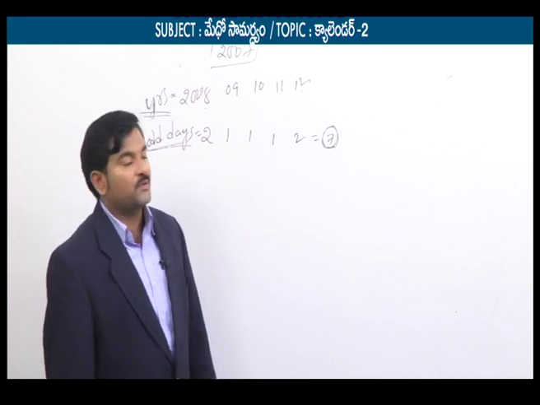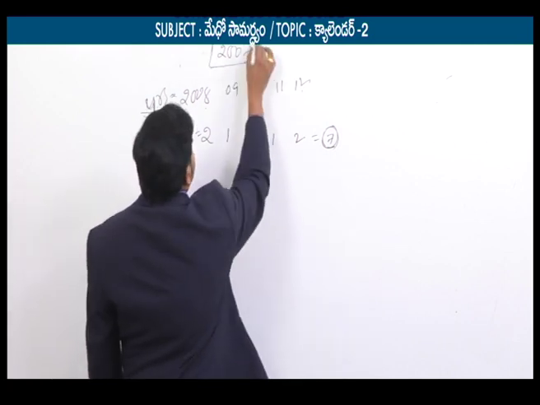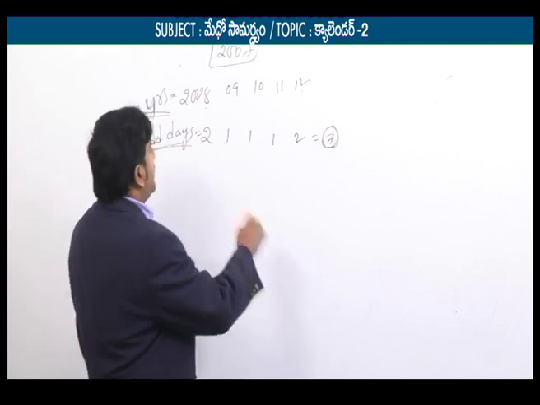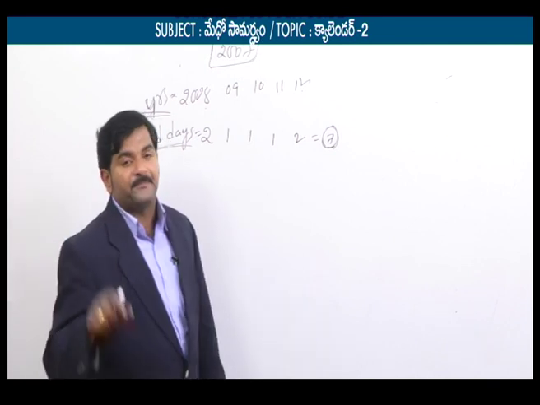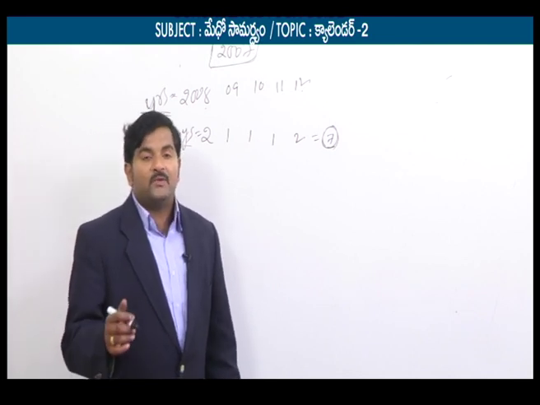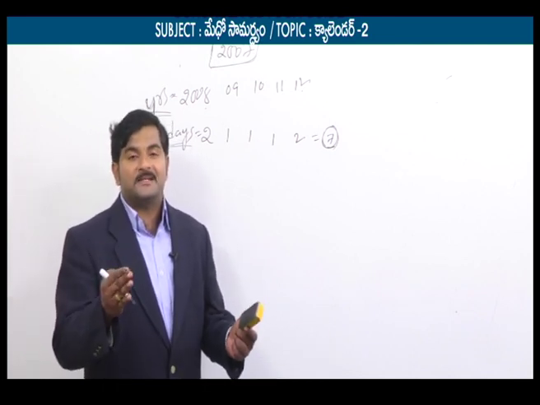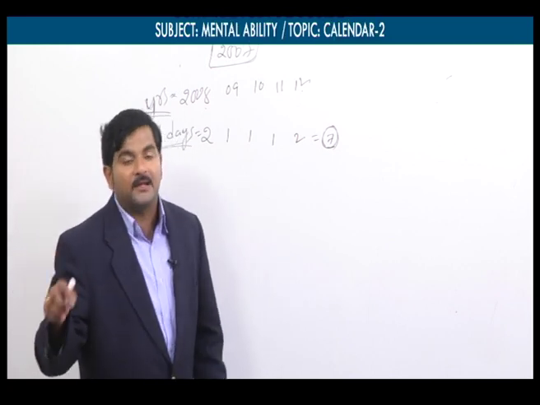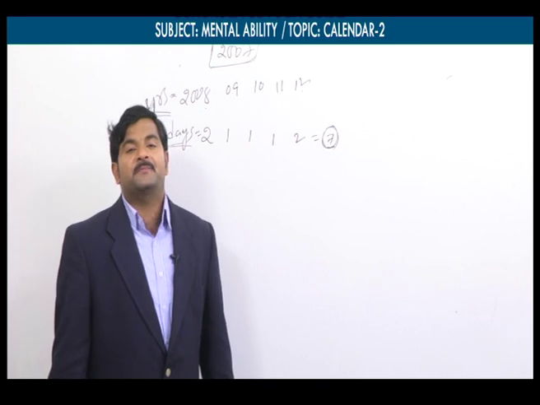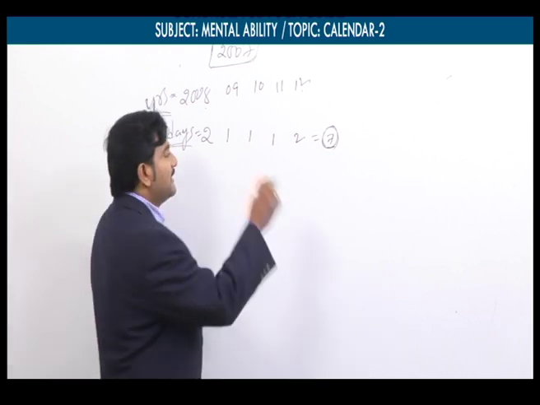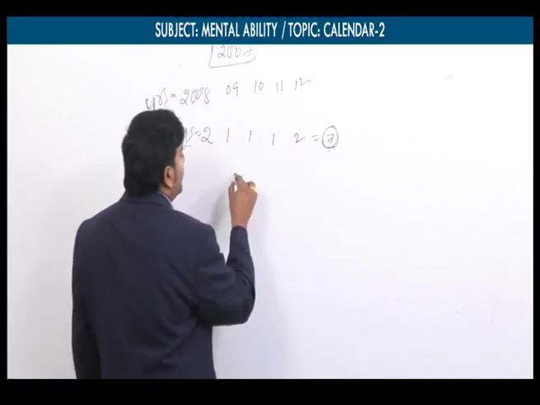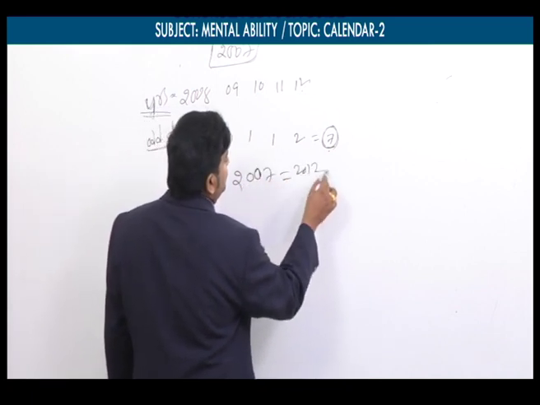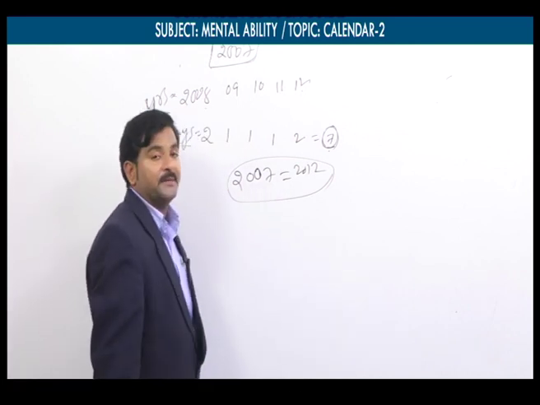But just now I told you it is a special case. 2007 is a special case. Of course the concept is the same. What is the concept? If the sum of the odd days is a multiple of 7, then the given year and that particular year both have the same calendar. Here, of course, I am getting 7 only. Now according to my concept, 2007 and 2012 both have the same calendar.